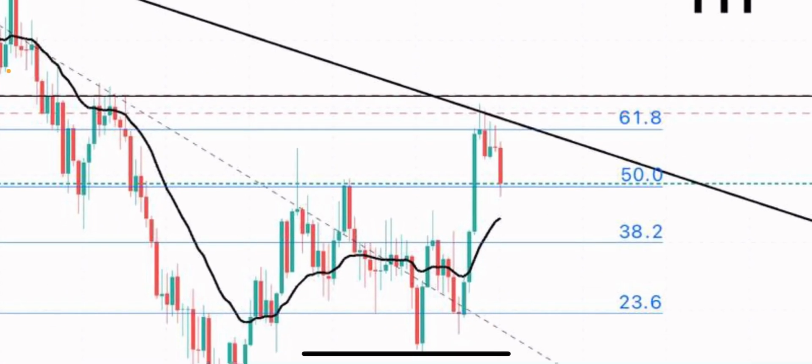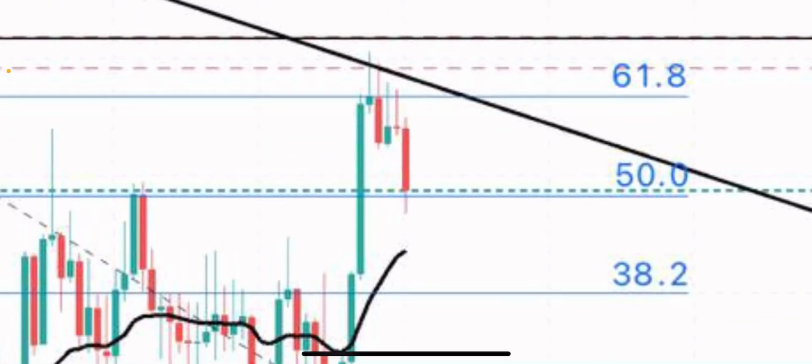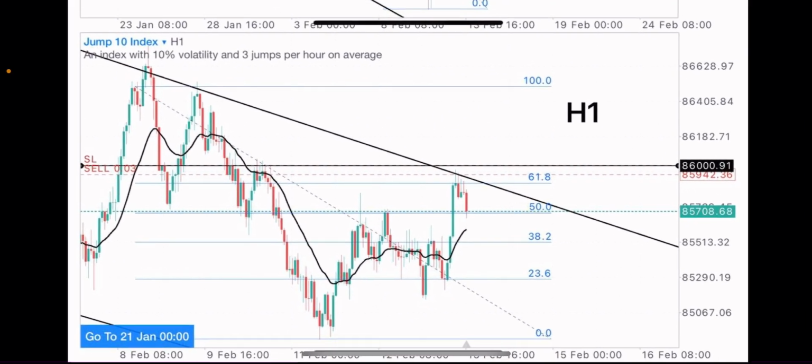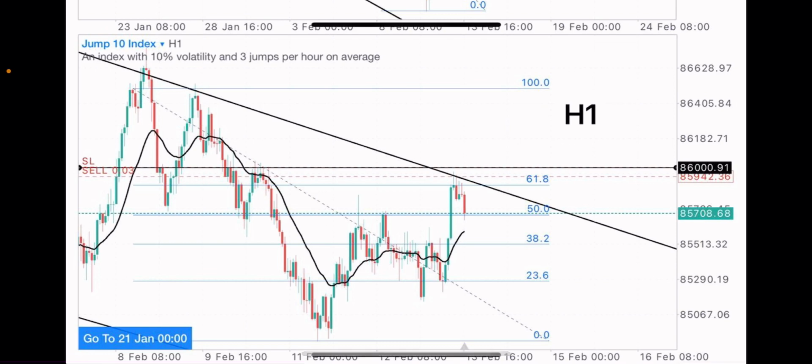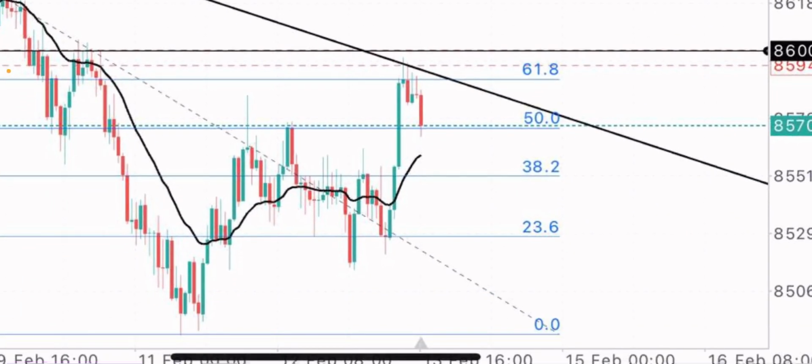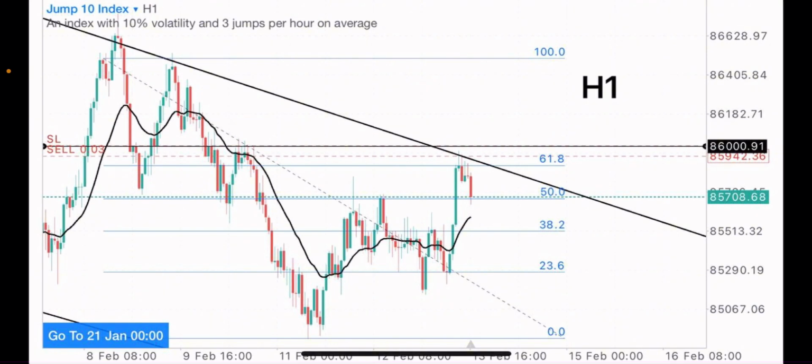So this is how it went. This was the shooting star. This is the 1 hour time frame. When price came to this trend line, you can see that a shooting star was formed on the 1 hour time frame. As it was formed, I knew that it's time to sell. I was sure about this trade, and it was only at 61.8 that we sold.